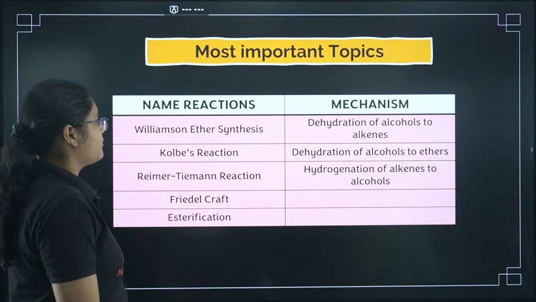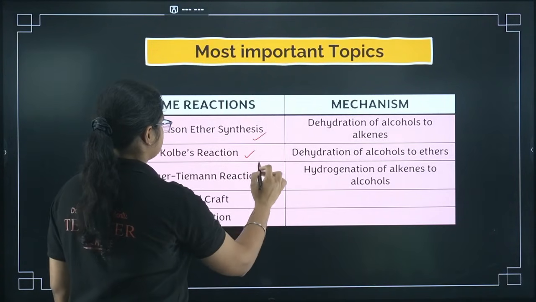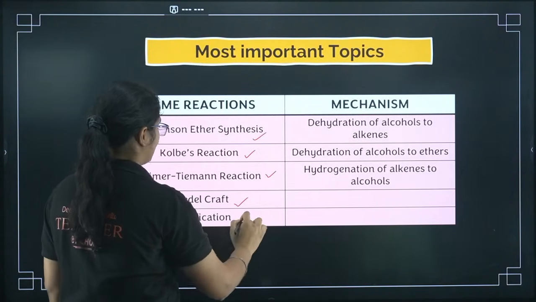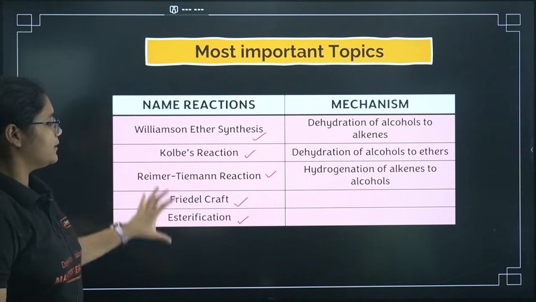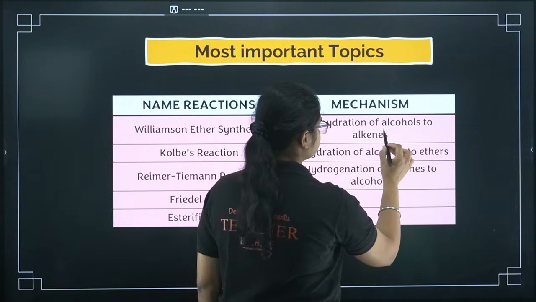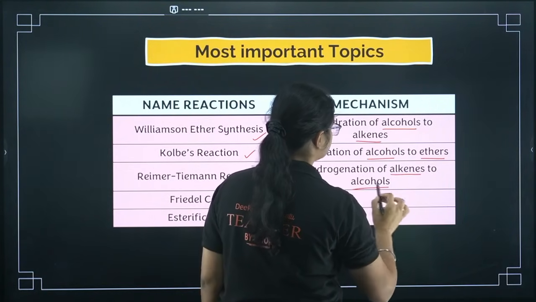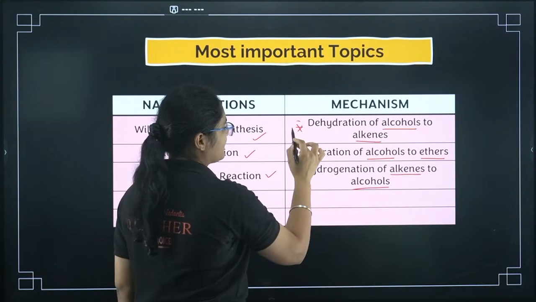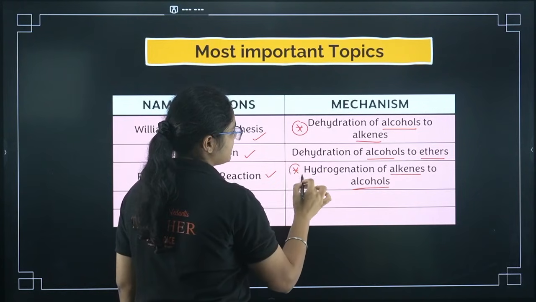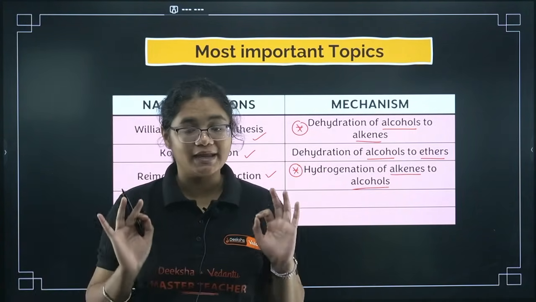Next, we'll discuss the important topics that you must remember. Name reactions: first is Williamson-Coles reaction, Reimer-Tiemann, Friedel-Crafts, and esterification. These are some important name reactions that you should remember. Mechanisms: there are 3 mechanisms in this chapter: alcohols to alkenes, alcohols to ethers, and alkenes to alcohols. Majority of the time these are asked, so don't get confused between them. Read the question properly and then answer.